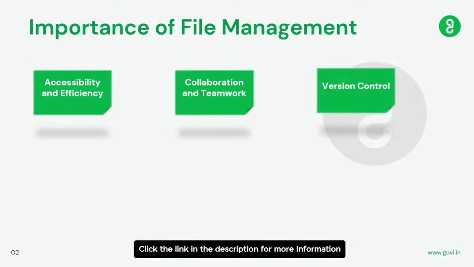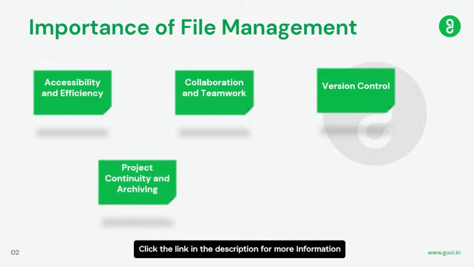AutoCAD projects often go through multiple iterations and revisions. By organizing files, you can maintain a clear record of different versions and iterations of a drawing. This helps you track the progress of the project, revert to previous versions if needed, and maintain a history of design changes. Project continuity and archiving.